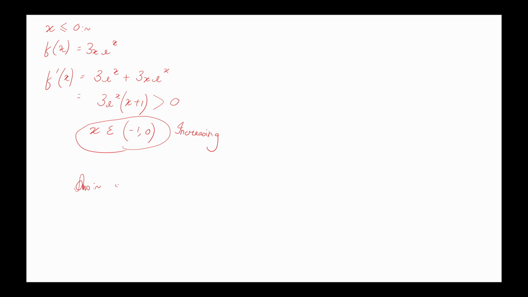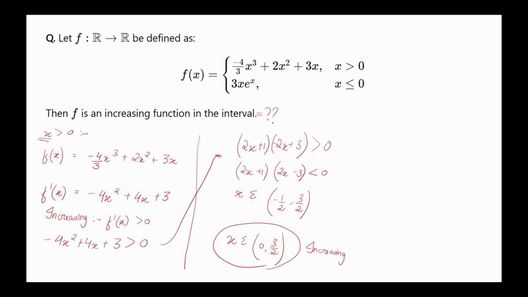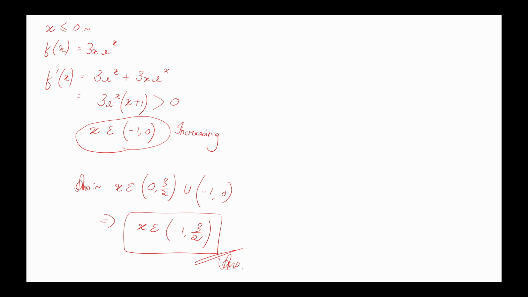That means my answer would simply become x belongs to the union of these two, (0, 3/2) union (-1, 0), and this union can simply be written as from -1 to 3/2. This becomes my answer. So in this interval, I can say that my function is increasing. Now, I'm not saying it is going to be strictly increasing. It is going to be monotonically increasing. So keep this in mind. In this range, it is monotonically increasing.